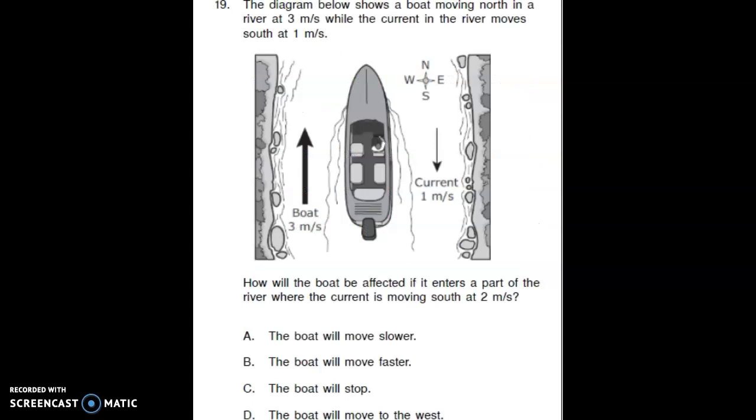Question 19. The diagram below shows a boat moving north in a river at 3 meters per second, while the current in the river moves south at 1 meter per second. How will the boat be affected if it enters a part of the river where the current is moving south at 2 meters per second? A. The boat will move slower. B. The boat will move faster. C. The boat will stop. D. The boat will move to the west.